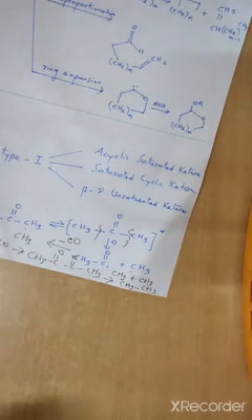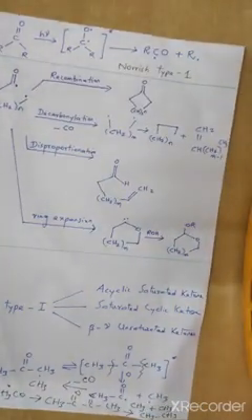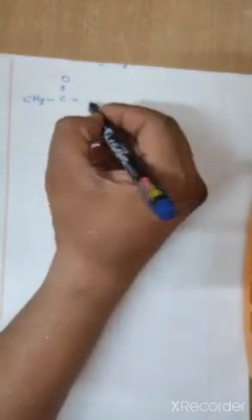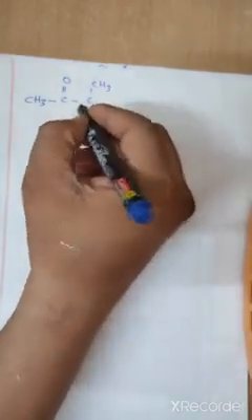Now look at another example. Now we pass on to another example: CH3, C double bond O, CH3, CH3, CH3.